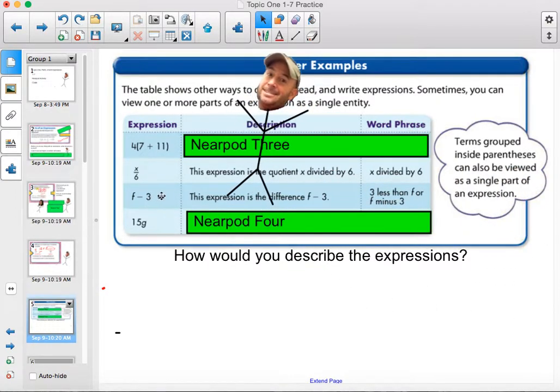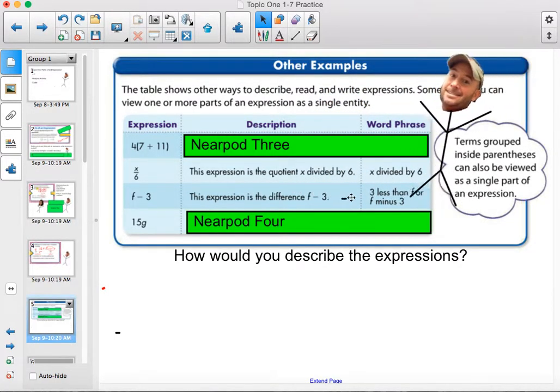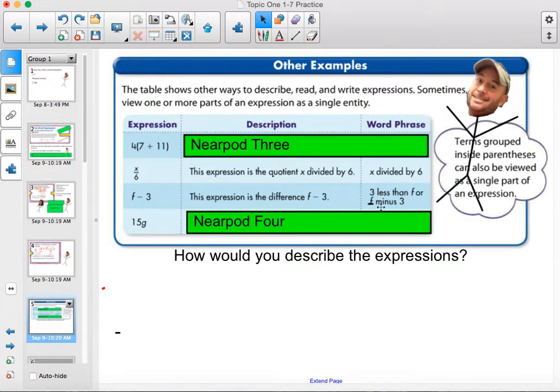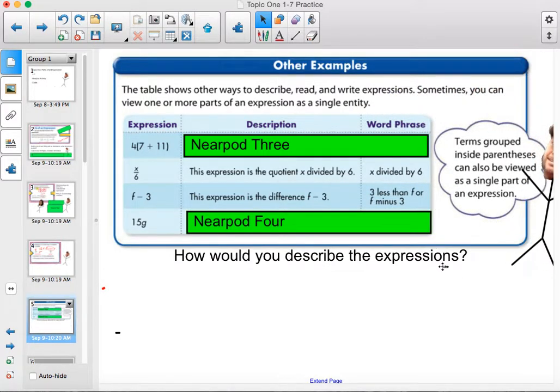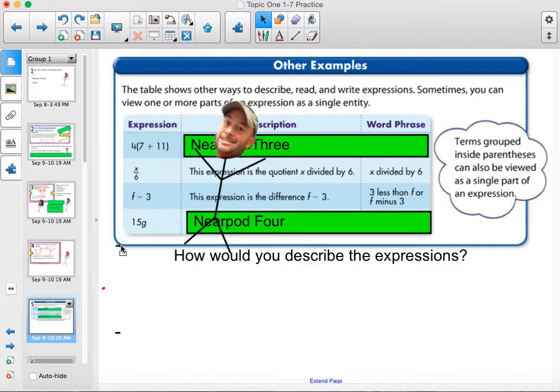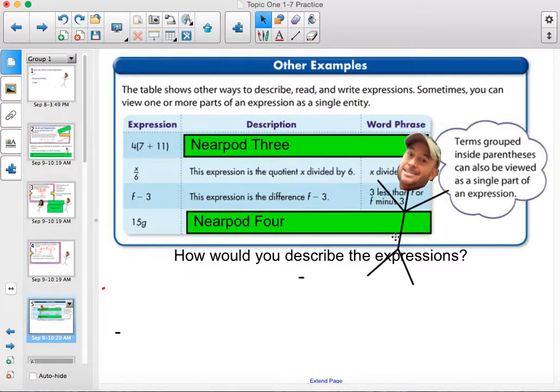All right, this table shows other ways to describe, read, and write expressions. Sometimes you can view one or more parts of an expression as a single entity. Now, this little bubble helps us understand what they're talking about. Terms are grouped inside parentheses. Terms grouped inside parentheses can also be viewed as a single part of the expression. If you look over here, you'll see that we have that type of situation. We have 7 plus 11. So that tells us we have a single part.